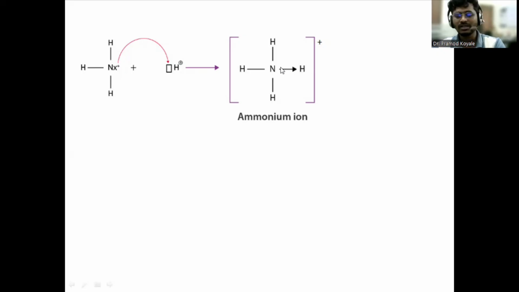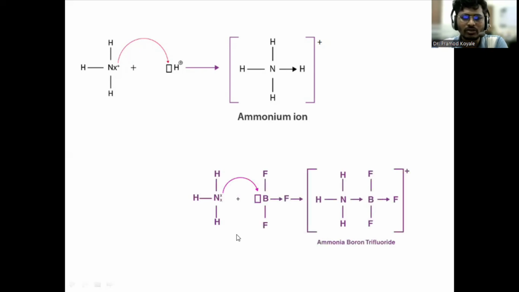A similar kind of example is the formation of the ammonia-boron trifluoride adduct, in which we have ammonia and we have boron trifluoride. In this case, the nitrogen present in the ammonia has a pair of valence electrons. That pair of valence electrons from the nitrogen is supposed to transfer towards the empty orbital of the boron in the boron trifluoride by forming the dative bond between the nitrogen and boron.